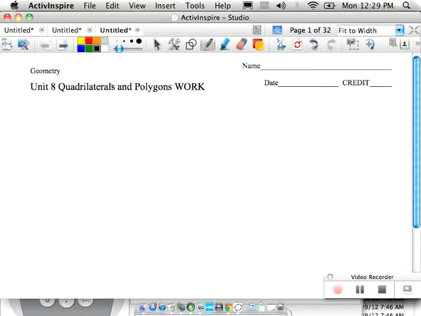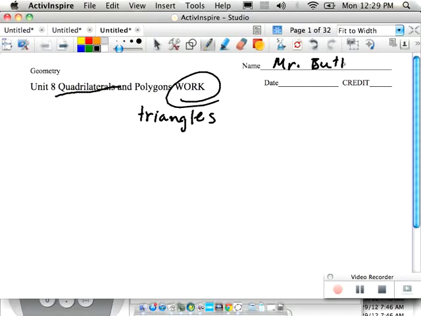Okay, welcome to Unit 8 Quadrilaterals and Polygons Work. This is mostly about quadrilaterals, but it's also going to be about polygons in general, including triangles and basically quadrilaterals. Triangles are the only ones that we're going to be doing. My name is Mr. Butler. Make sure your name's on your paper because when you turn it in, sometimes people forget.